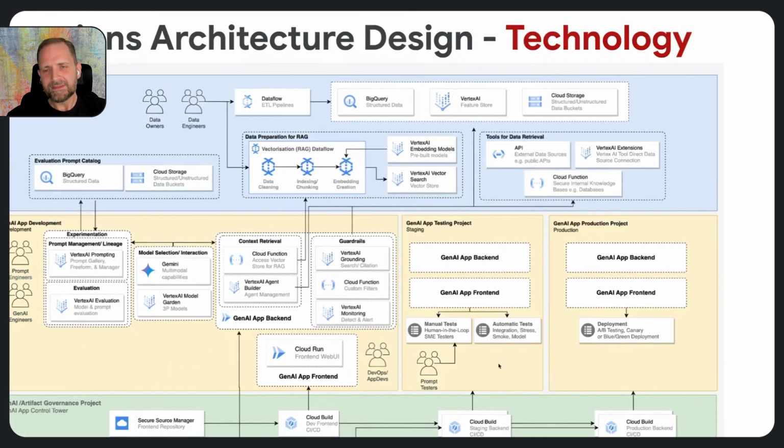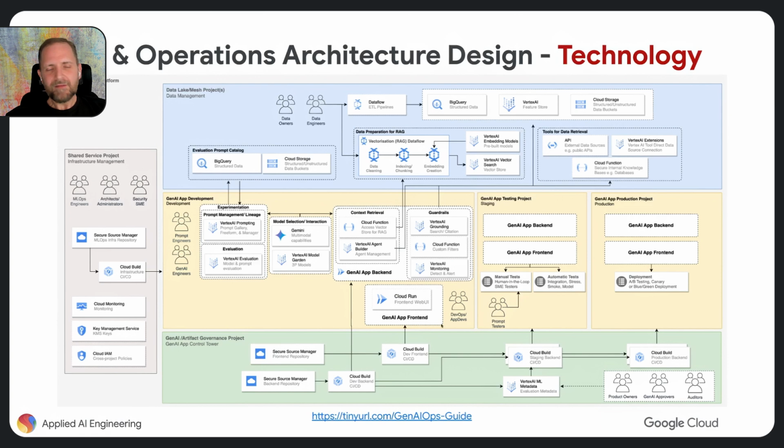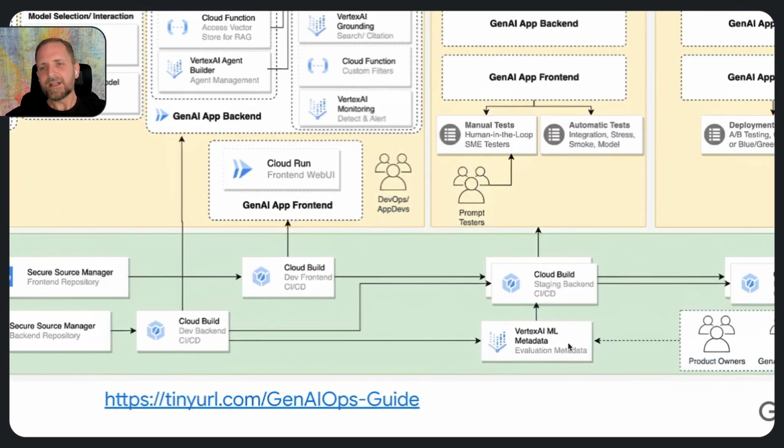After we have passed both the tests of the GenAI testers, the prompt testers, and the automatic tests, then we promote everything into production, and then users interact with the front end. At the bottom layer, I have also the governance environment that we talked about earlier. In the governance environment, again, we store the repositories, the CICD pipelines, but we store also all the metadata of the evaluations of the tests that we have run. And it is the single place that both product owners and auditors can log in and check the performance of the models and the artifacts that were used.